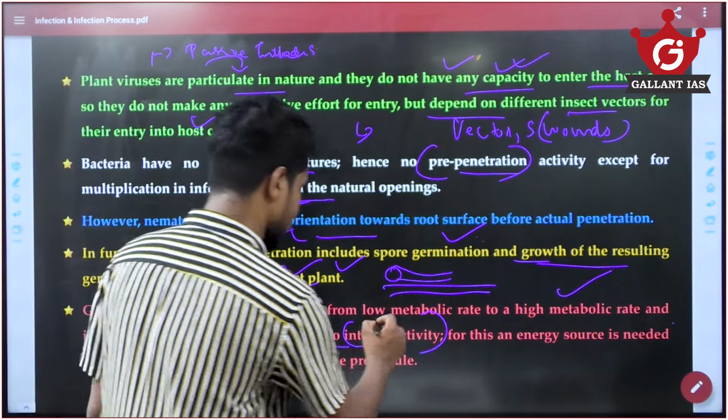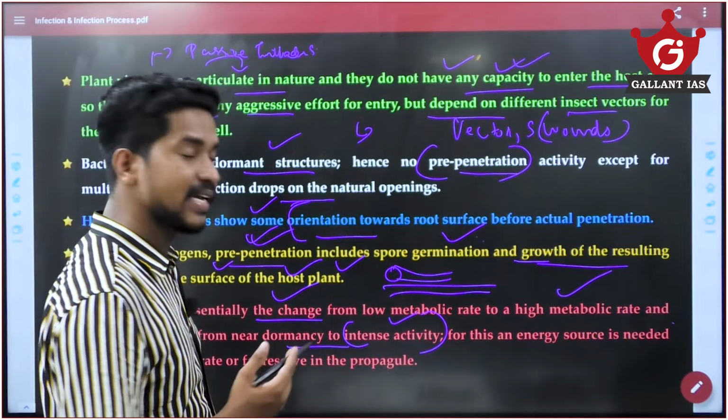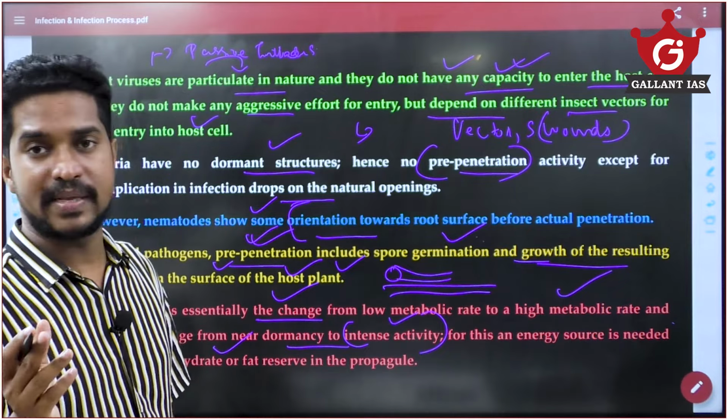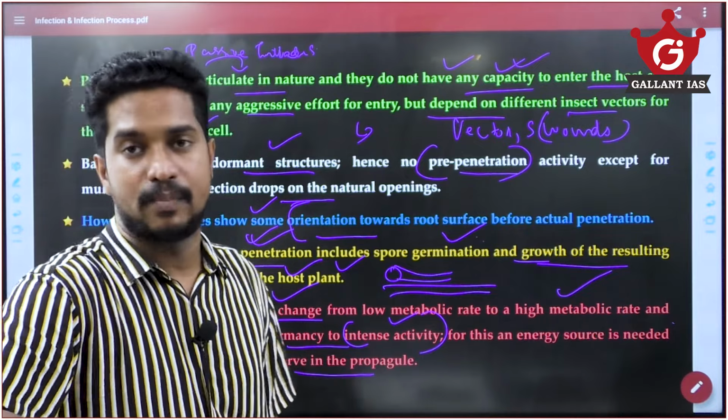This high intense activity requires an energy source. As energy, it uses carbohydrate or fat reserves in the propagules.